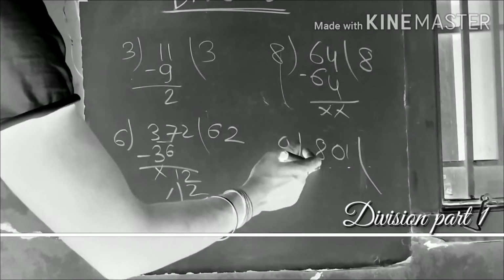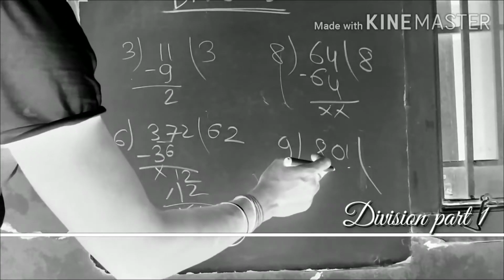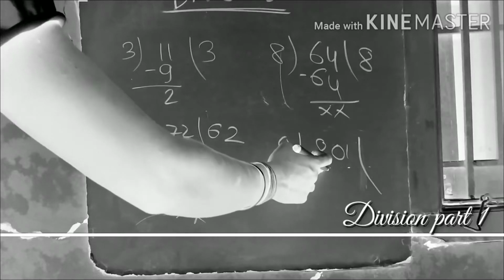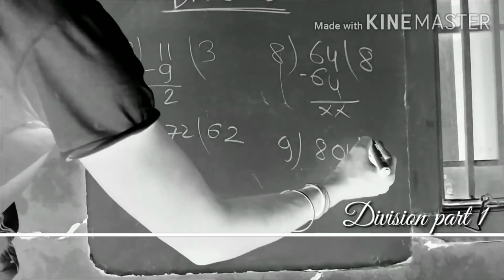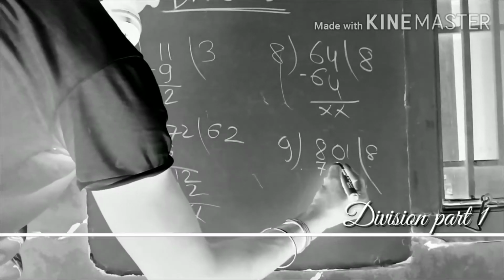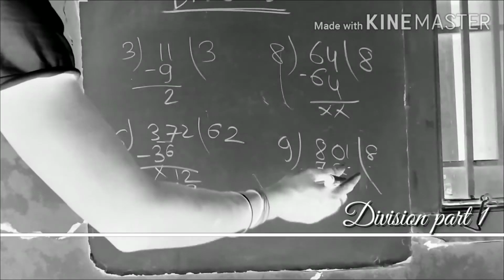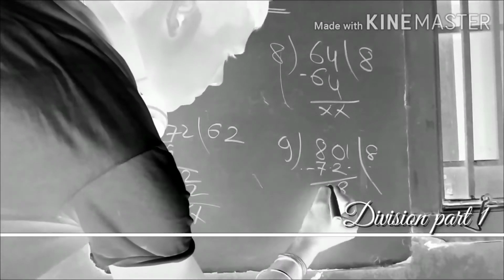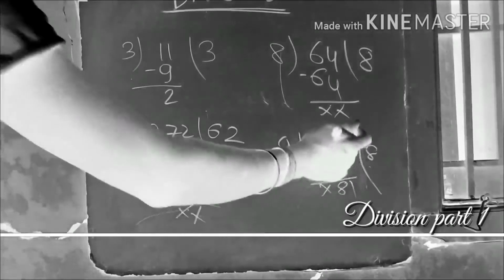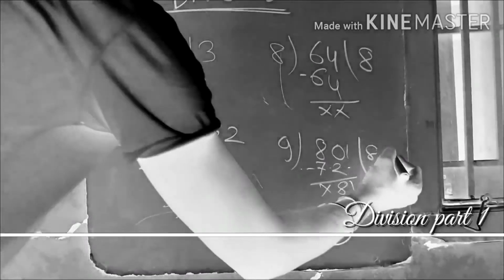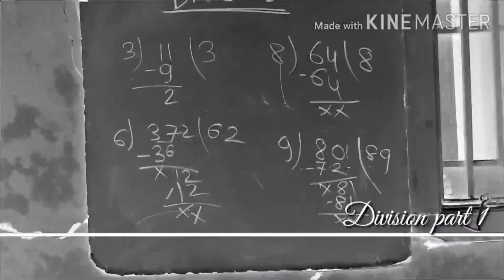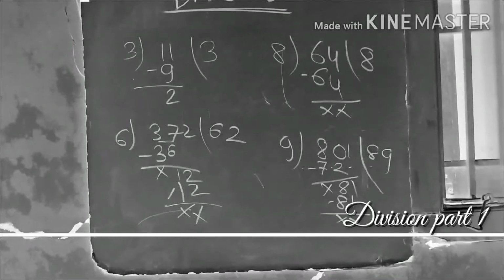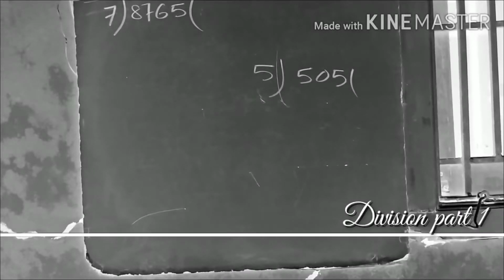Here 9 is less than 8, so we will move to the second digit. How much time will it take? 8 times. 9 8s are 72. Now subtract. 10 minus 2, 8. 7 minus 7, 1. This 1 comes here, 81. 9 9s are 81. Subtract. 7 8. It is clear.